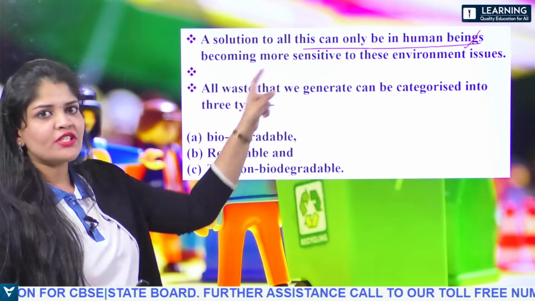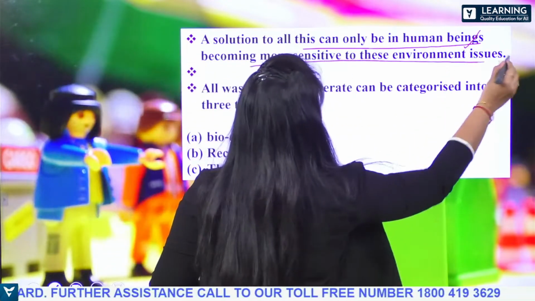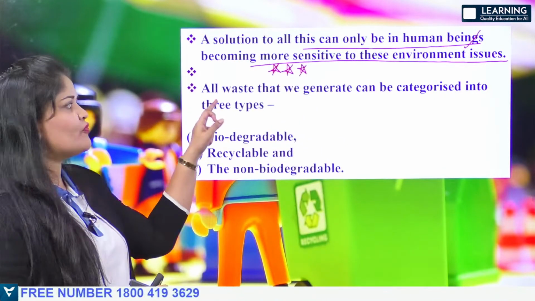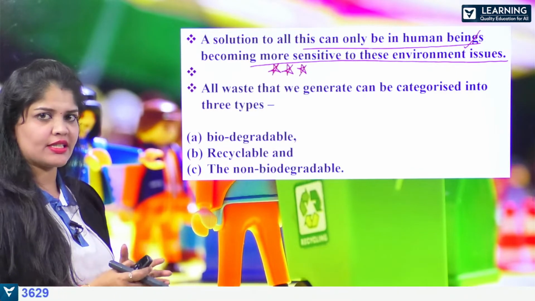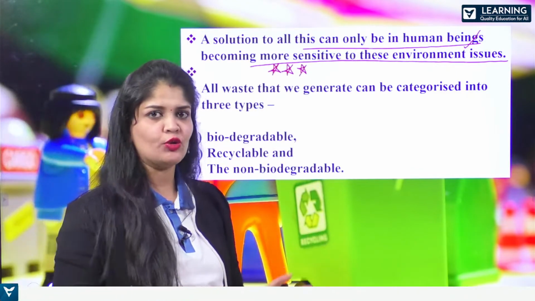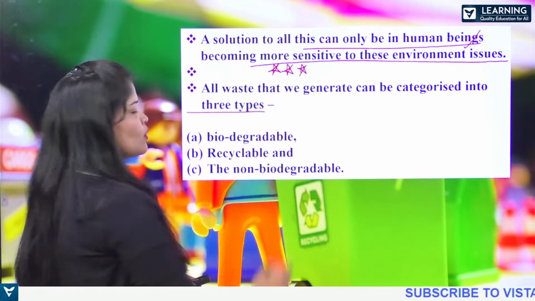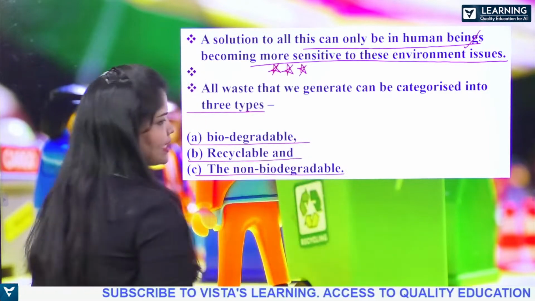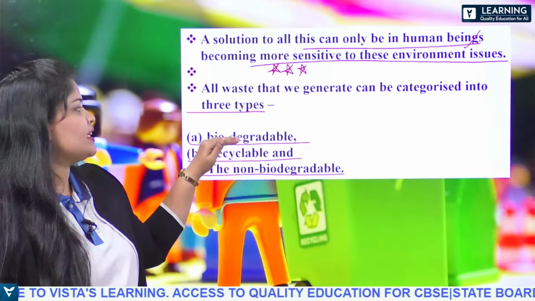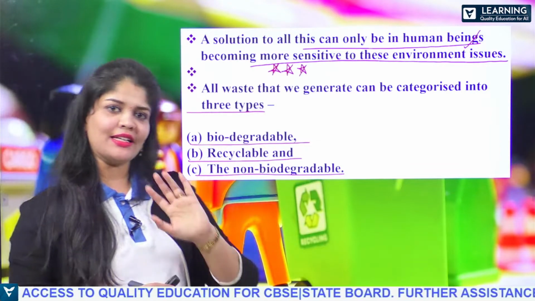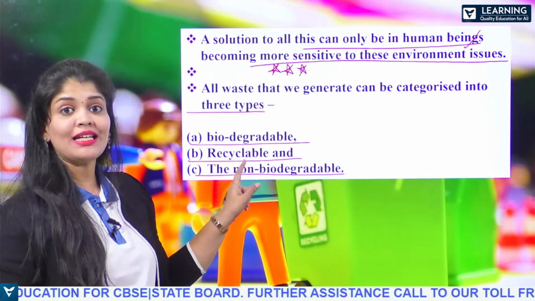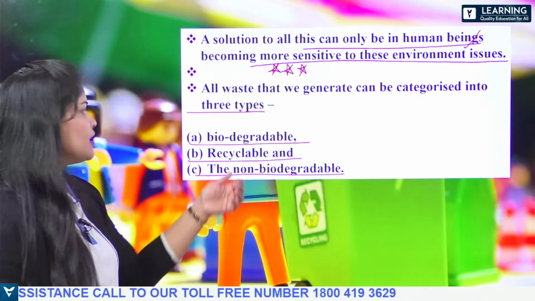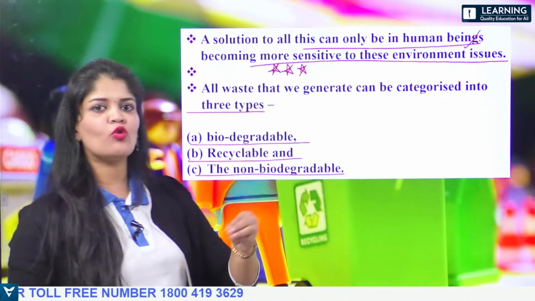Now, becoming more sensitive to the environmental issue is very, very important. Now, all waste that we generate can be categorized, divided into three different types. What are they? Biodegradable, non-biodegradable, recyclable. So, biodegradable waste can be degraded easily, and the non-biodegradable is the waste which has to be taken care of with proper disposal. And recyclable waste can go for recycling.